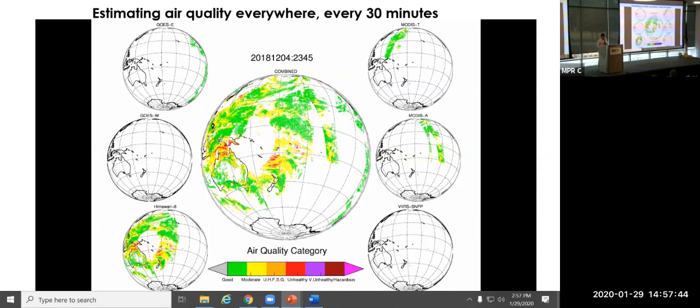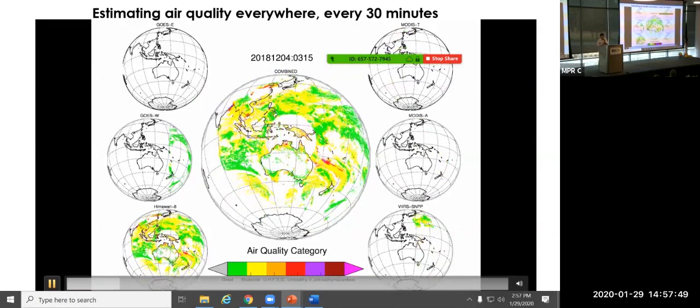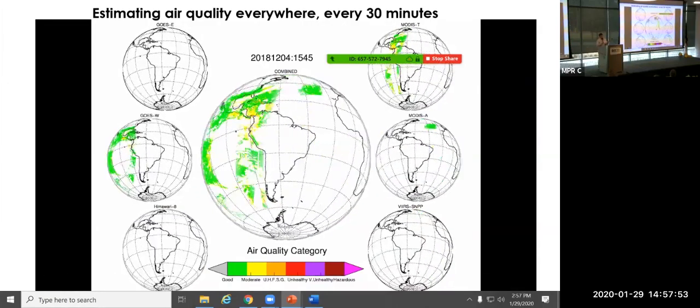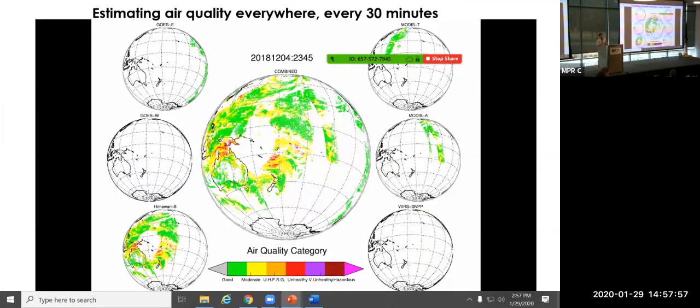And you can see, as I play this movie again, how as you rotate the globe around, you get global coverage every 30 minutes or so. And soon there'll be a European one in the middle that will then really be able to cover the whole globe. And so, of course, we're very interested in making that global understanding of aerosols and surface pollution.